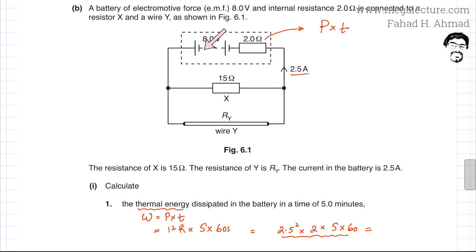Over here, the battery is providing 8 volts, and there is this internal resistance over here. There would be some voltage drop, some energy dissipated by this 2 ohm resistor. We know that the current passing through this battery is going through this 2 ohm resistor. So V is equal to IR. The voltage of this internal resistance is V equals IR, which means current 2.5 multiplied by the resistance, which is 2 ohms, so it's going to be 5 volts.